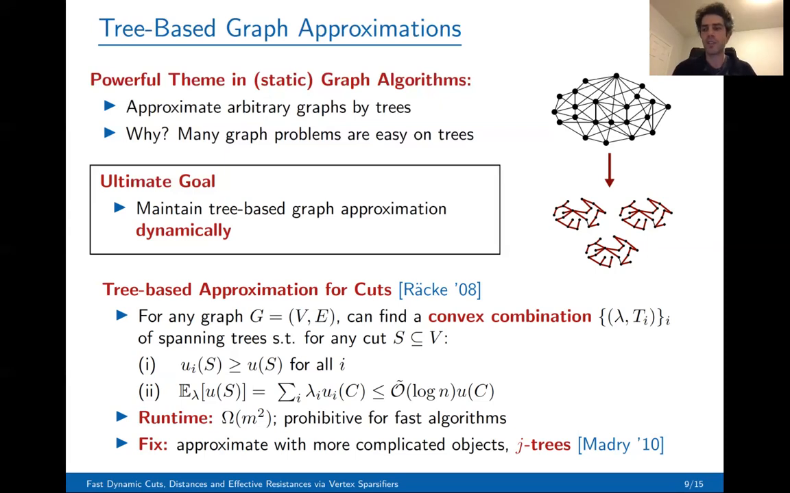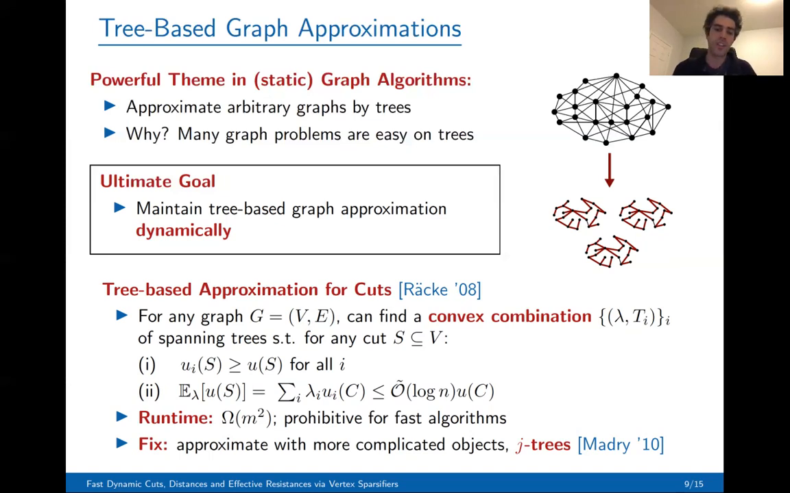So an average means here, I go into each tree, I find the cut, and then I weight according to the convex multiplier, right? So this is how you take the average. So this is a very powerful tool and has been applied extensively in approximation algorithms. Unfortunately, the running time is at least quadratic in the number of edges. And here we are talking about efficiency, so it's not good enough for us.